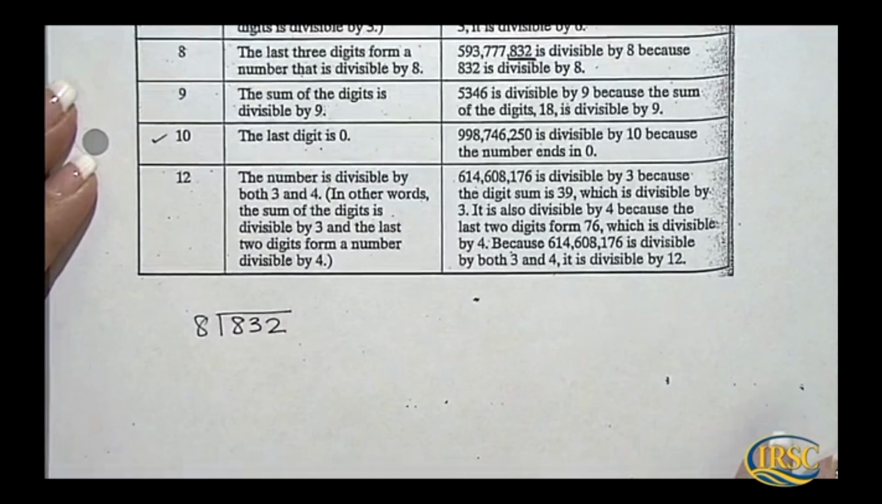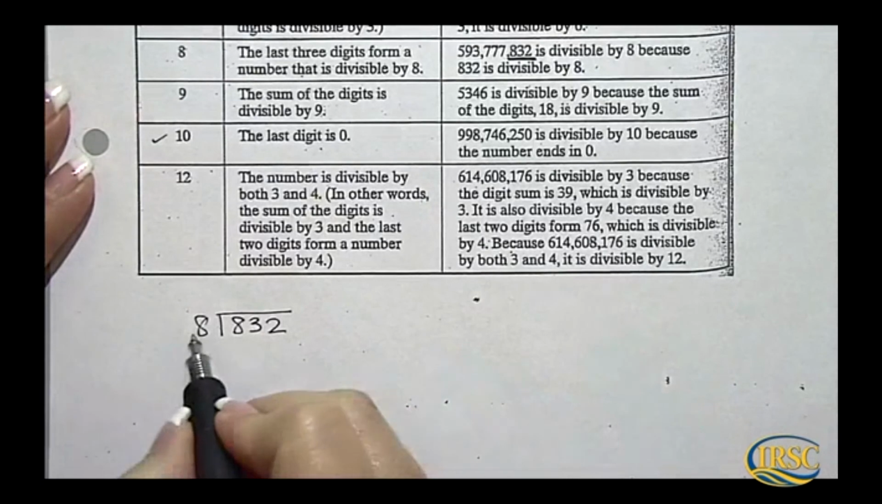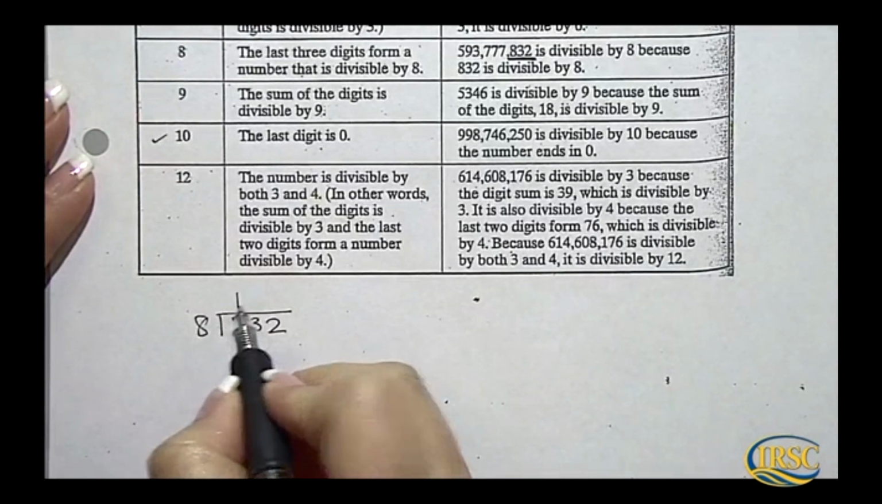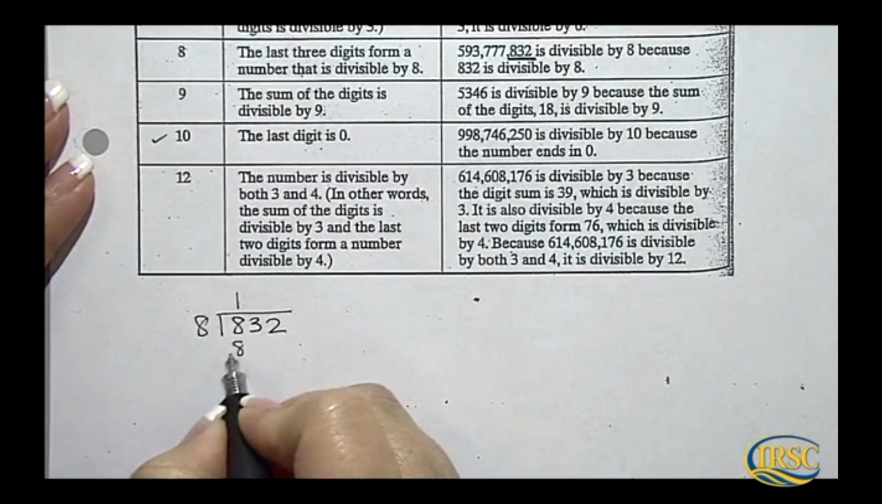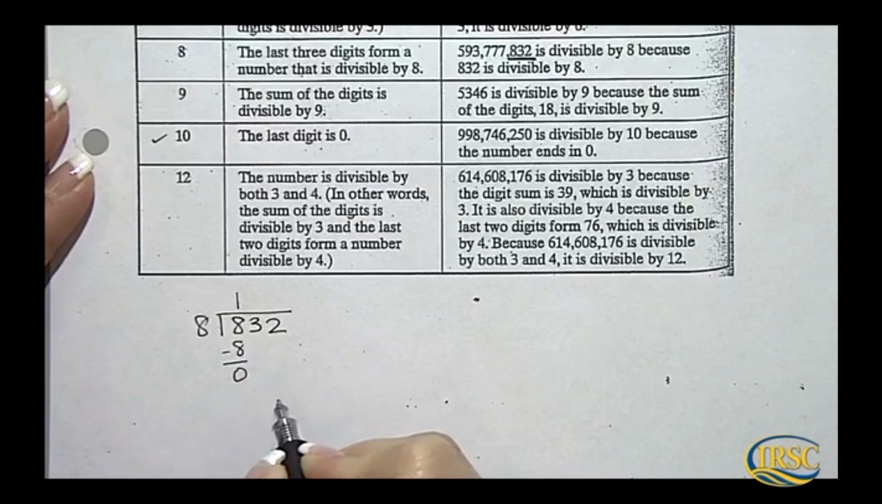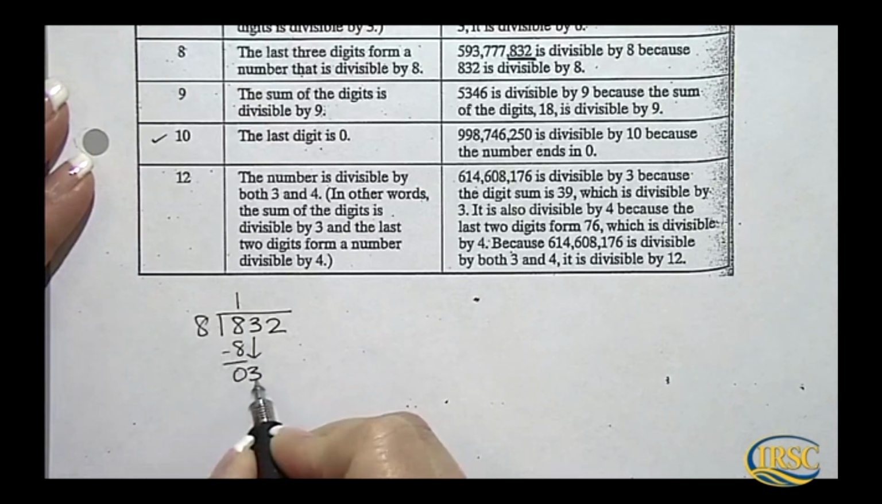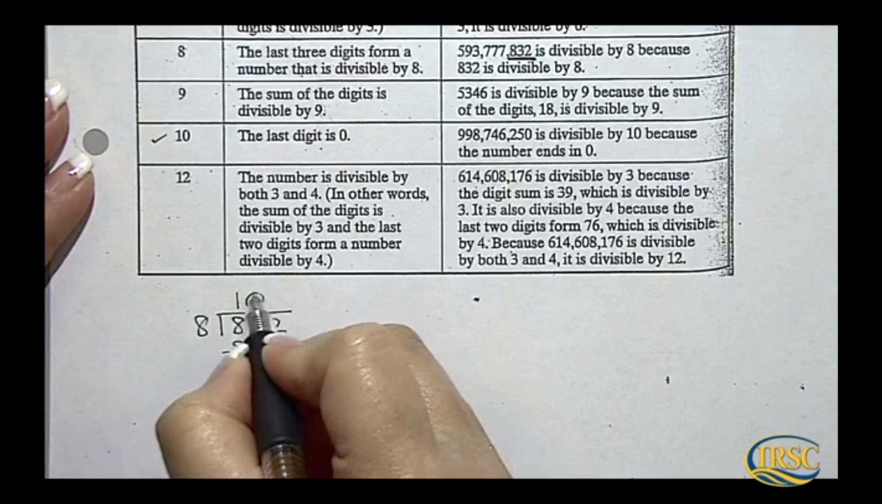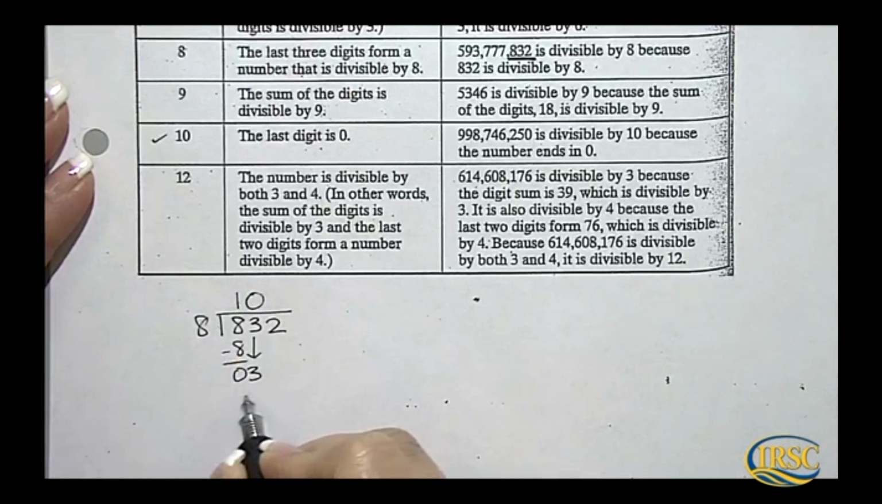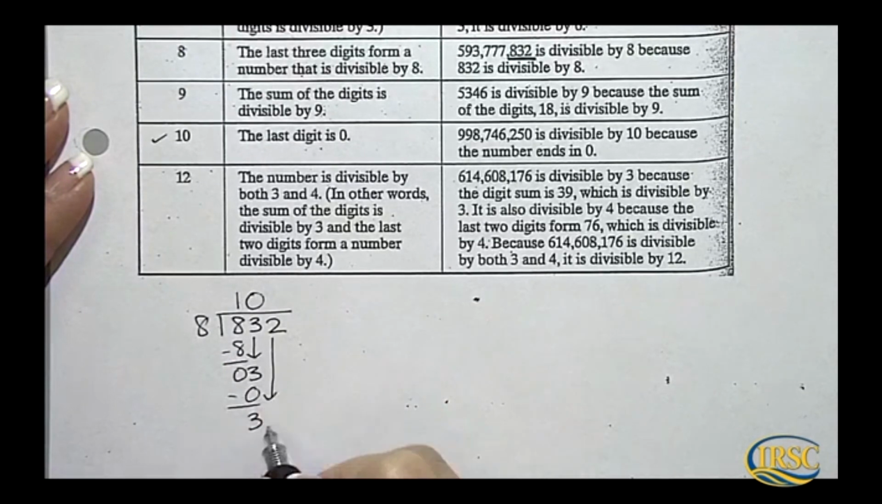Okay, 8 into 832. So we're going to do 8 into 8 goes in once. 1 times 8 is 8. Subtract, and you get nothing. Bring down the next digit. Does 8 go into 3? No, so we need a 0. And then that gives us 0. And then when you subtract, you get 3. Bring down the last digit.